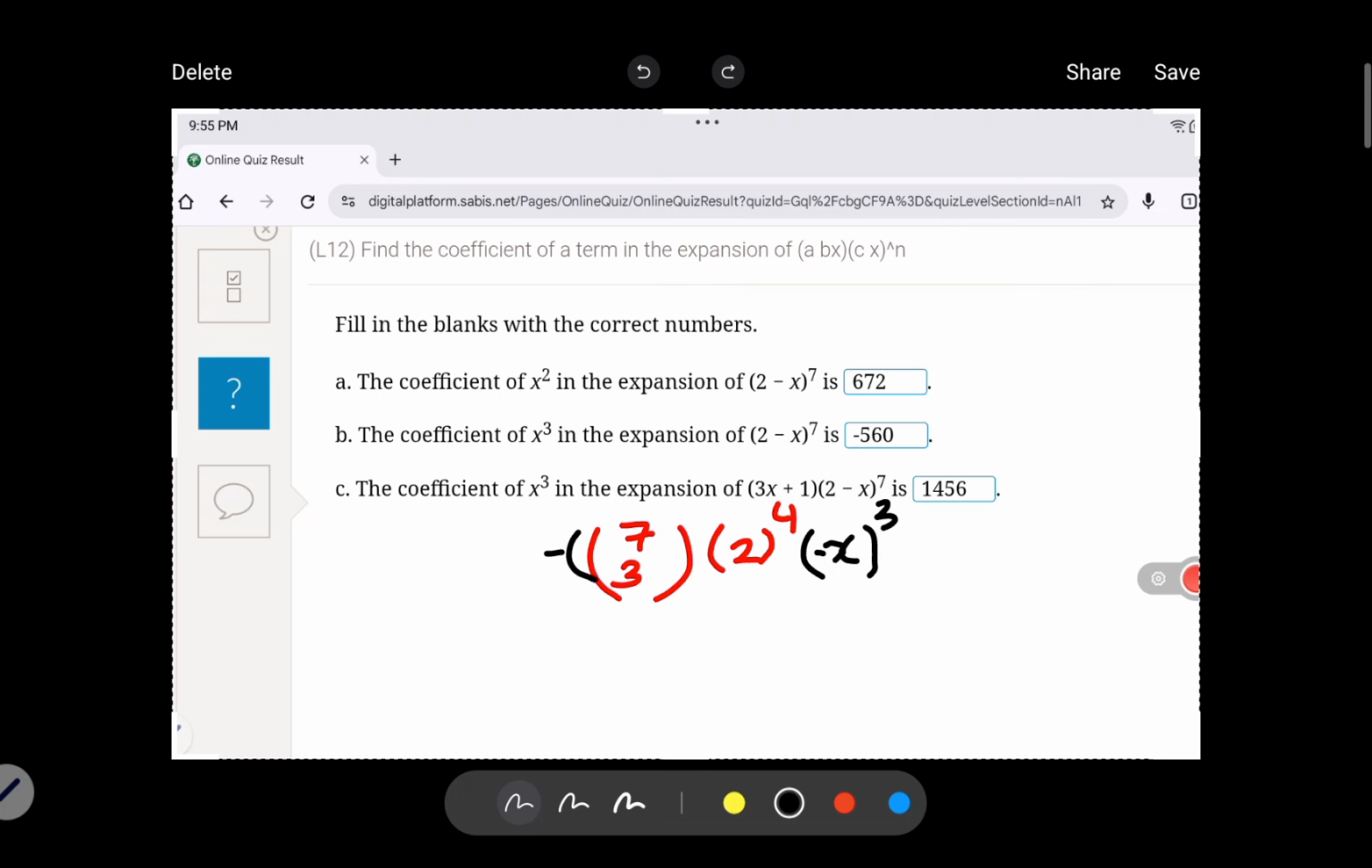Okay, for this, you put this in your calculator. Okay, you get 560. That's because it's to the power of an odd number, so it will stay negative. Okay, now I want you to notice here.